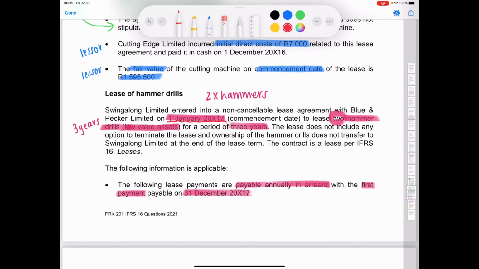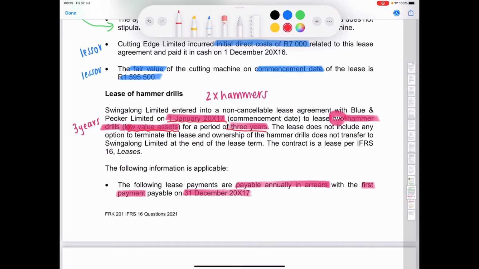Okay, to lease 2 hammer drills, low value asset. So that's also very important because then you can go and apply the recognition exemption, okay, for a period of 3 years. The lease does not include any option to terminate the lease, and ownership of the hammer drills does not transfer to Swingalong Limited at the end of the lease term.